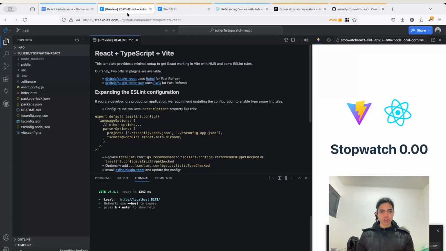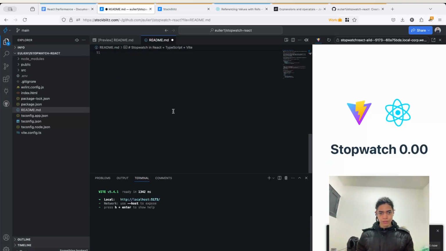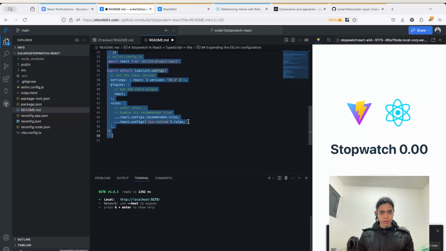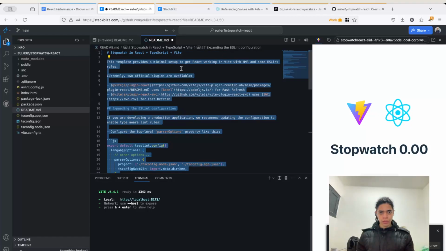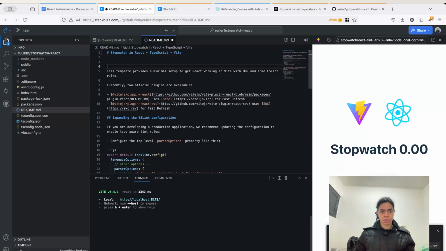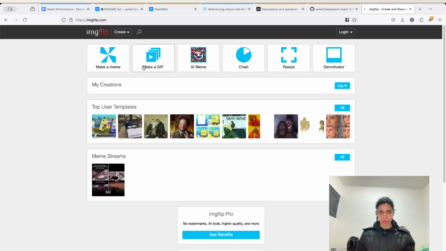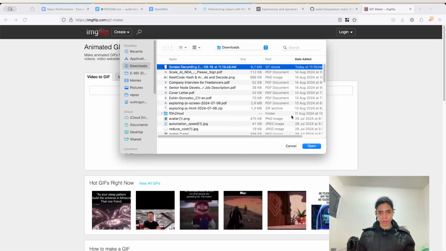Well, now is to change the readme here. As a way to say, okay, this is good, this is stopwatch. Stopwatch in React. All right. I'm gonna get rid of all of this. Okay. This is quite slow, by the way. Holy bro, and I am on a Mac. Currently, two official plugins are available here. Okay, you can see it's image flip. As a way to add this. That's right.